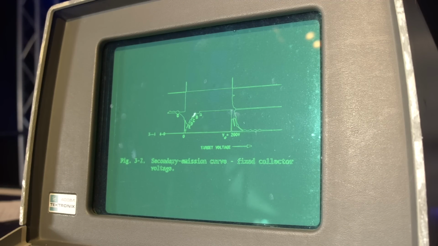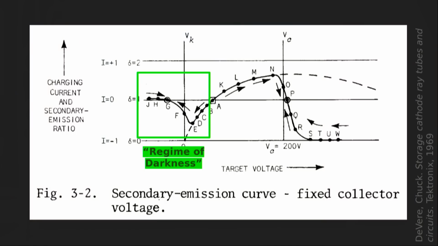In the voltage interval surrounded by this box, the system has a feedback mechanism that always pushes the voltage and current back to point G. And critically, the flood gun electrons can never strike the screen with enough intensity to make it properly glow. So if you like, we could call this interval of stability the regime of darkness.